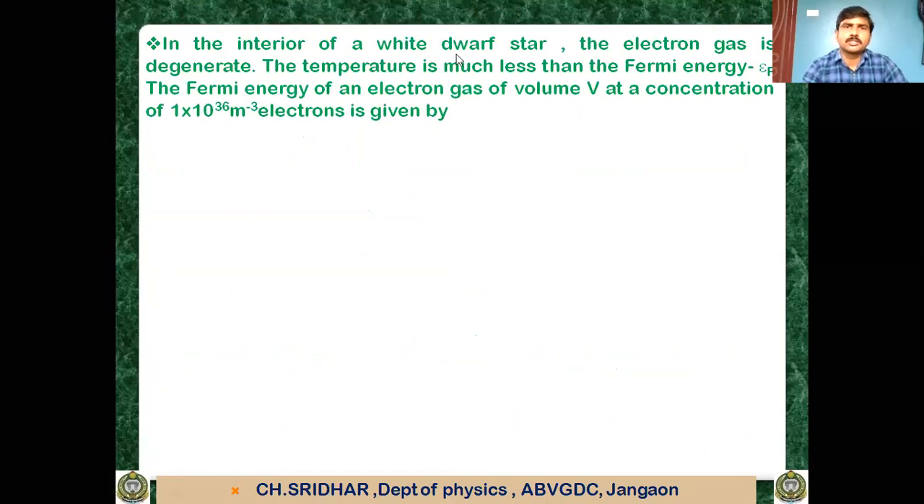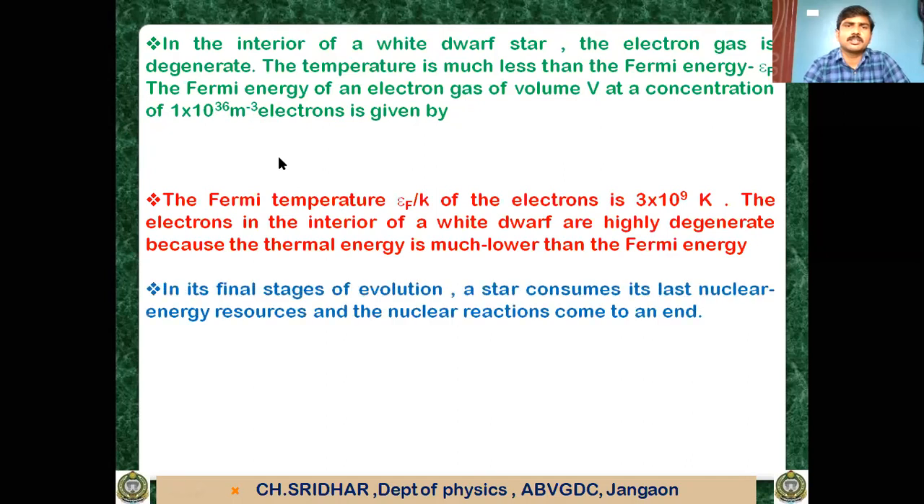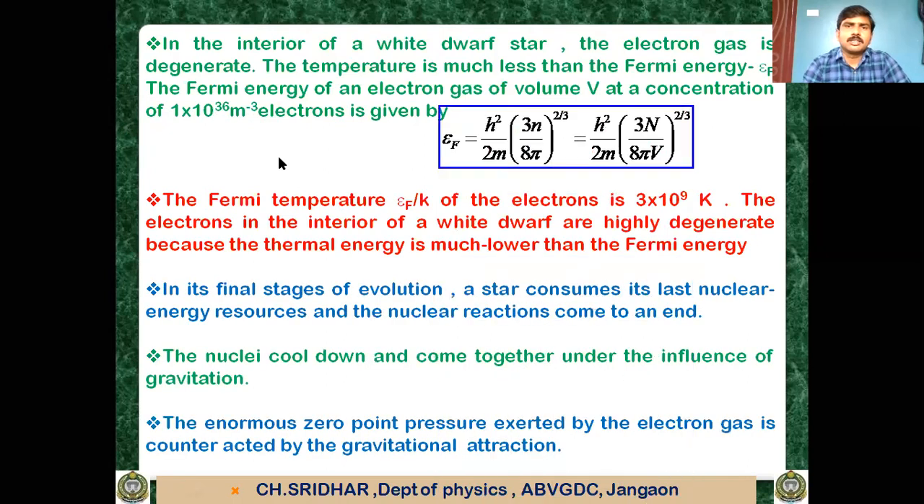So in the interior of a white dwarf star, the electron gas is degenerate. The temperature is much less than the Fermi energy, and the Fermi energy of an electron gas of volume V at a concentration of 10 to the power of 36 electrons per meter cube is given by the equation EF = h squared by 2m into (3N by 8 pi) to the power of 2 by 3. The equation we already discussed. So the Fermi temperature EF by K of the electrons is of the order of 3 into 10 to the power of 9 kelvins. So the electrons in the interior of a white dwarf are highly degenerate because the thermal energy is much lower than the Fermi energy.